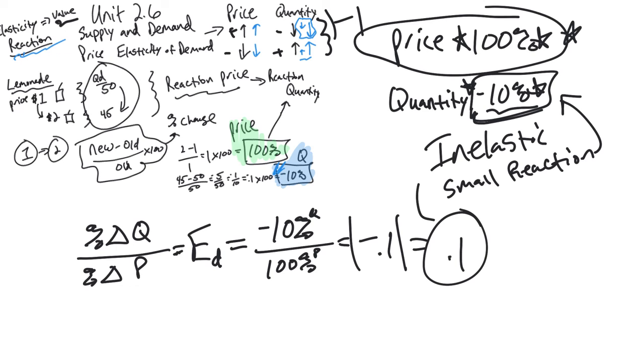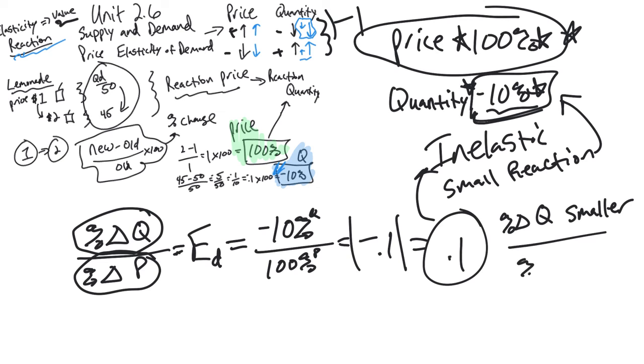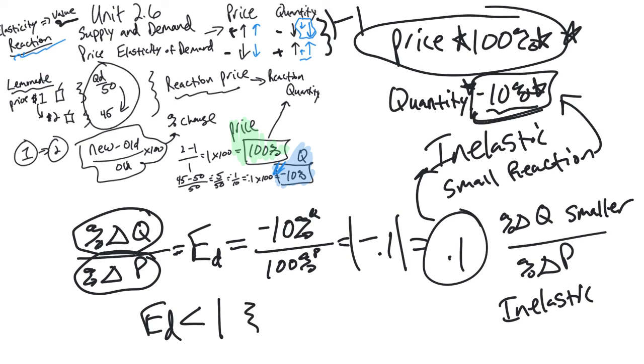And we call that inelastic because the percent change in quantity was smaller than the percent change in price. If the percent change in quantity is smaller than the percent change in price, we get something that's inelastic. So if our elasticity of demand is less than 1, it must therefore be inelastic.